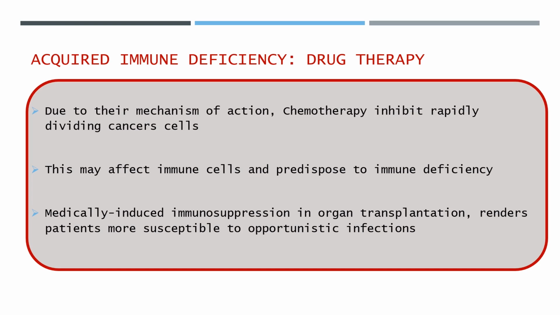A very important example is in organ transplantation, when patients are medically immunosuppressed in order to avoid organ rejection. Once they are medically immunosuppressed and become unable to mount any form of immunity against infection, there is a very high likelihood that opportunistic infection would supervene, and this will result in immune deficiency.